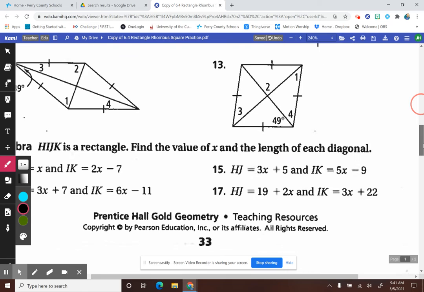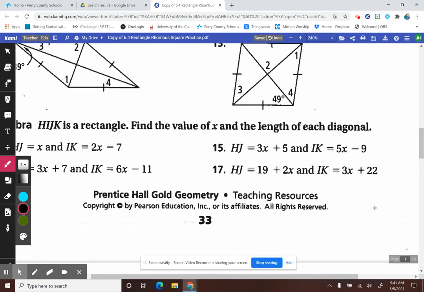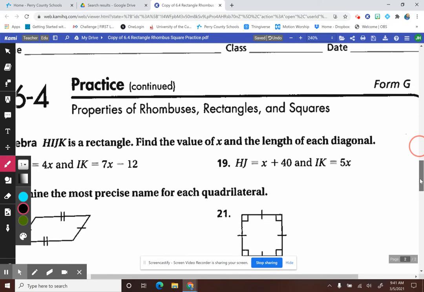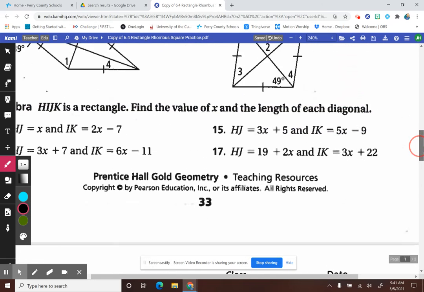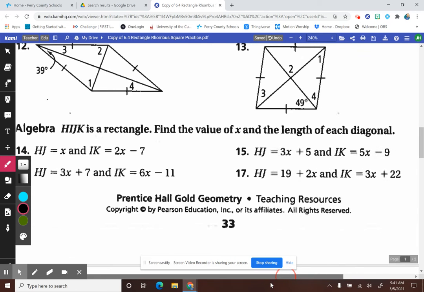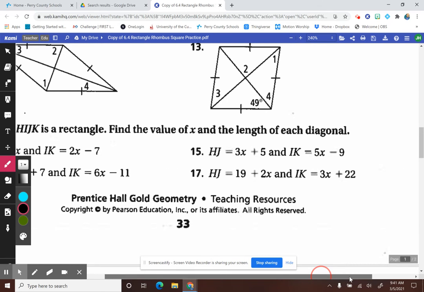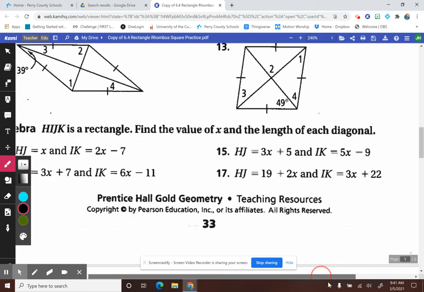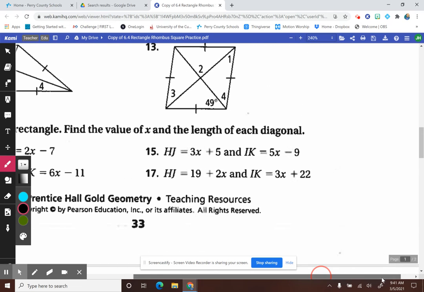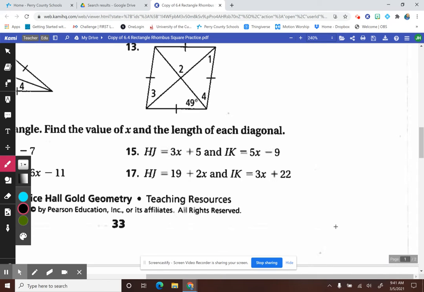So I want to move down real quickly to the bottom, because these problems, 14, 15, 16, 17, and actually 18 and 19, they're all similar problems. And maybe you just read those instructions and thought, oh, Lord, there's no way I can figure this out. Well, anytime we don't really know what to do, one of the things we ought to do is go ahead and draw out a picture. And so it says HIJK is a rectangle. Find the value of X and then find the length of each diagonal.